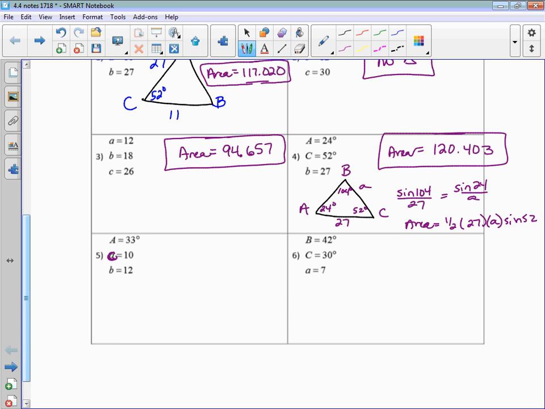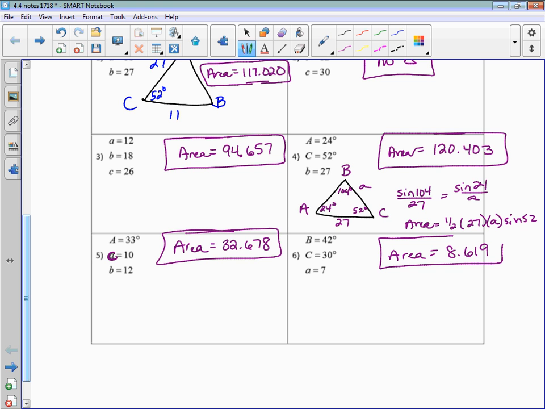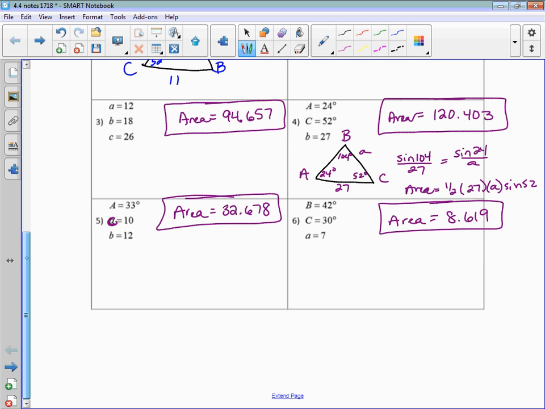All right, guys, did you get 32.678? Okay. If you worked ahead, number 6 is 8.619, but I'm not going to make you do that one right now. All right. Do we feel okay with area?